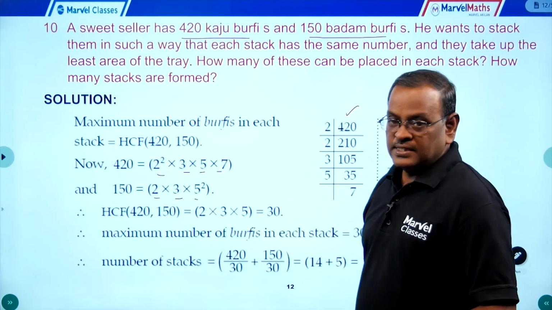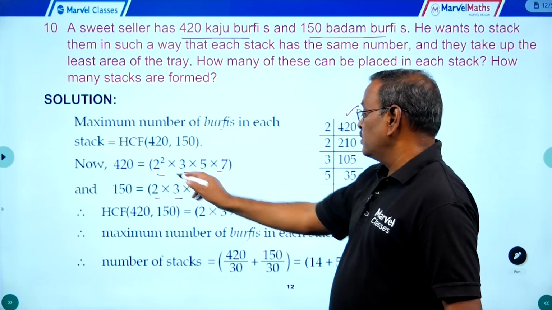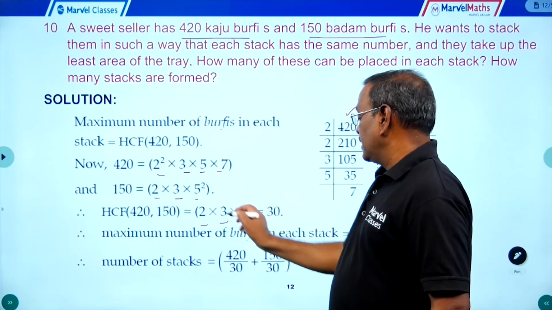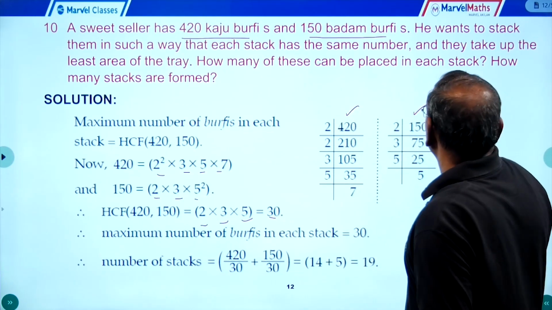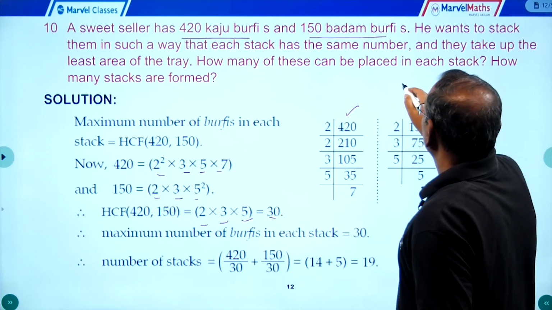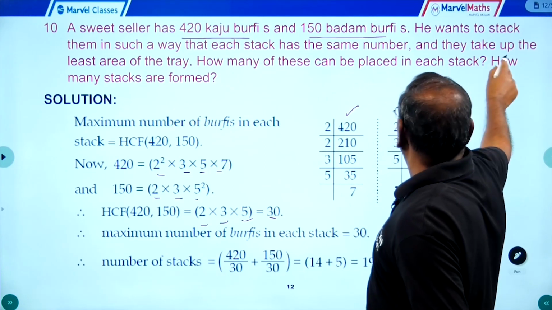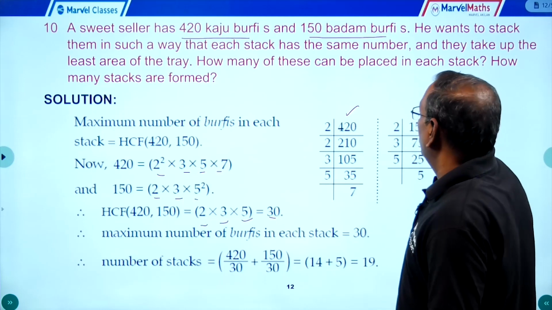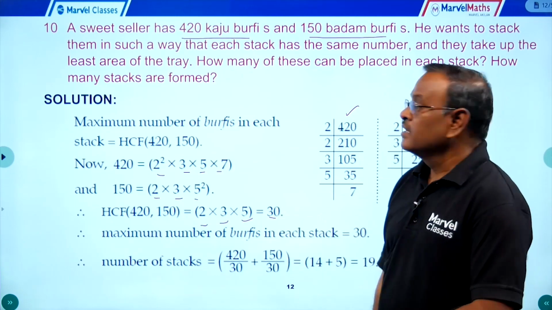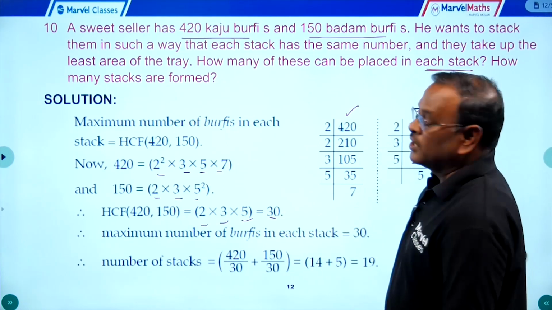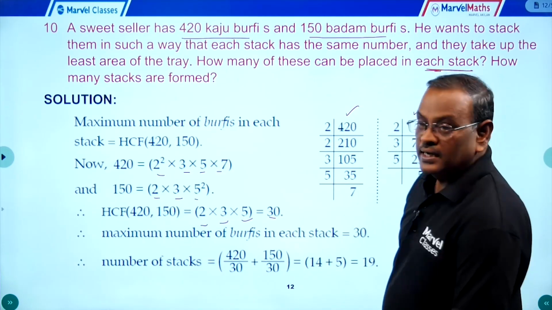square. So as per the HCF concept, HCF equal to product of the common factors with minimum power. So 2 and 3 and 5, which is equal to 30. So what is that 30? 30 is nothing but this data. He wants to stack them in such a way that each stack has the same number and they take up the least area of the tray. How many of these can be placed in each stack? 30 barfis, 30 kaju as well as badam barfi, either this or that, can be placed in each stack. So each stack contains only 30.